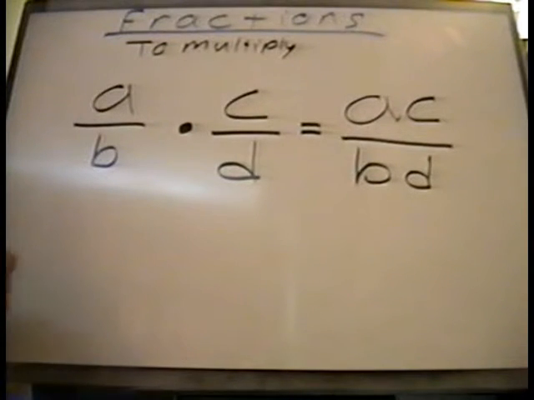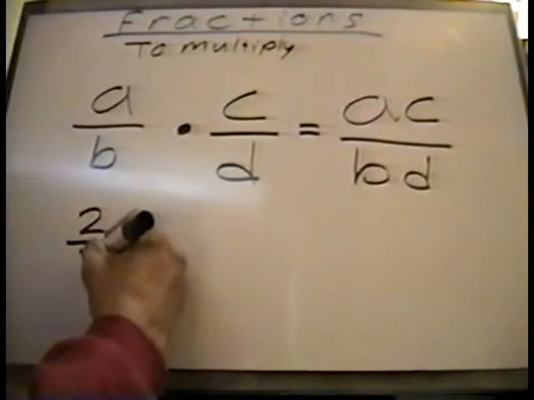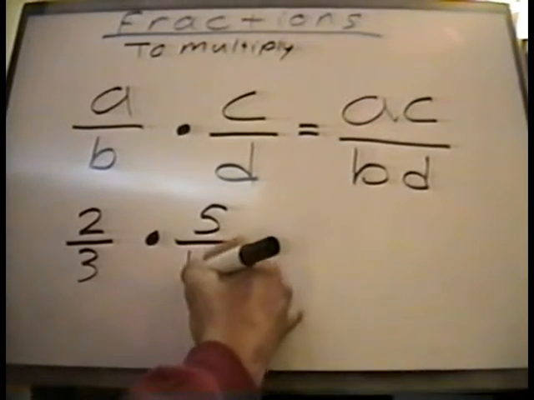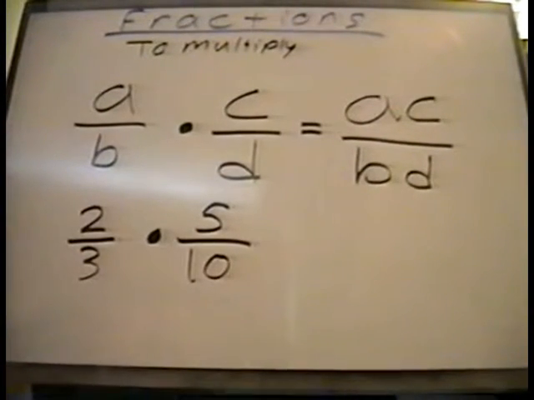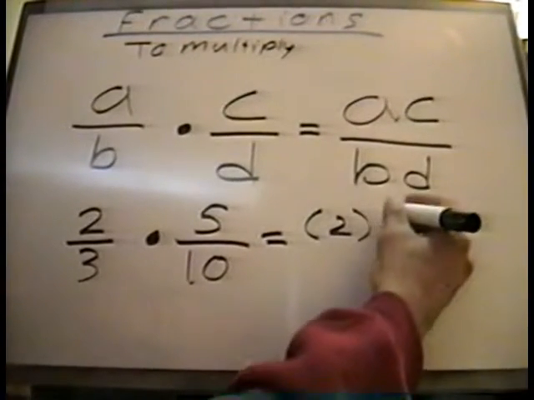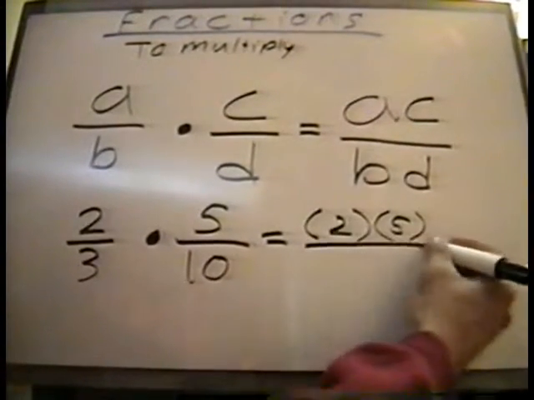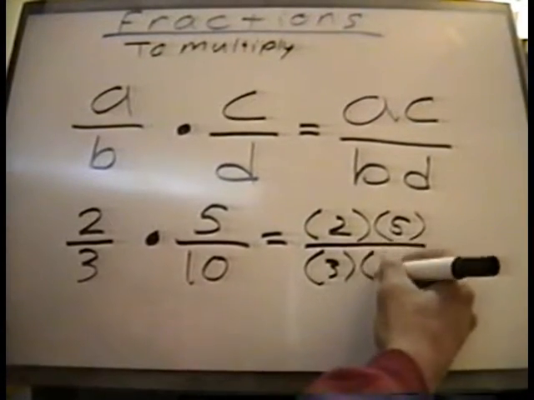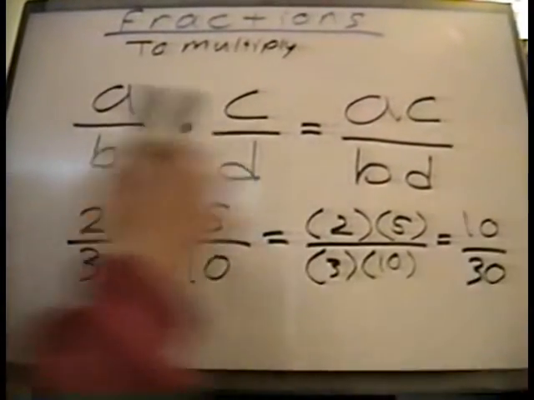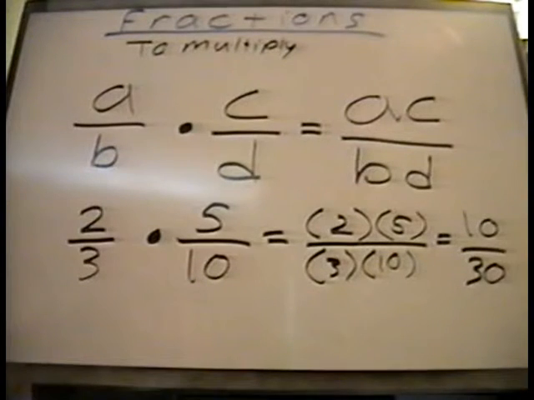So let's say I have 2/3 times 5/10. You want to multiply that. That's going to give me 2 by 5 over 3 by 10. Gives me 10 over 30. So just multiply across. Multiply all the terms on the top and then multiply all the terms on the bottom.